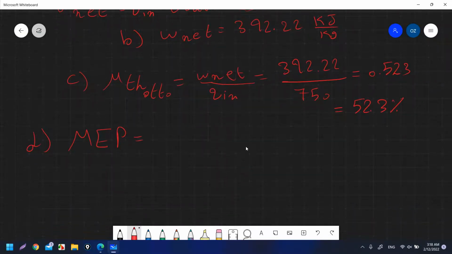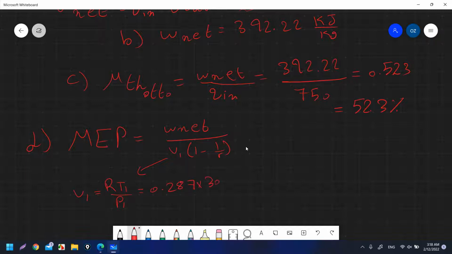Okay, so the mean effective pressure is W net over V1 times (1 minus 1 over r). What is V1? V1 is equal to R T1 over P1. R is 0.287, T1 is 300 Kelvin, P1 is 95 kilopascal, so V1 is 0.9063 meter cubed per kilogram.